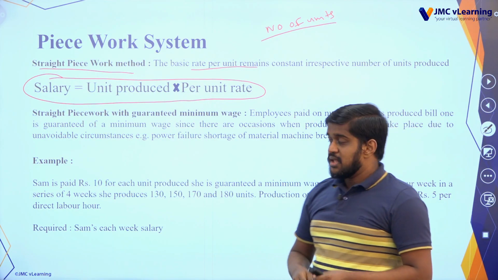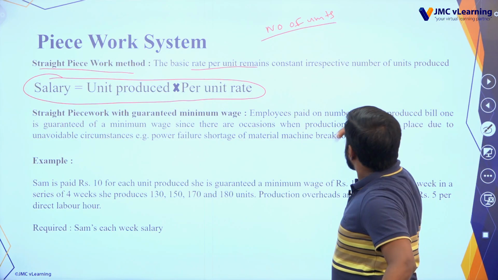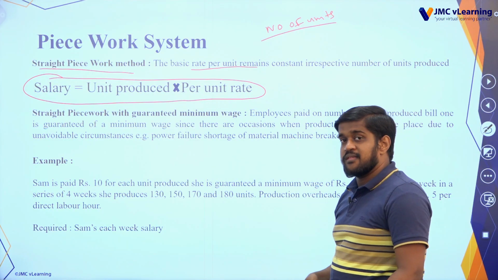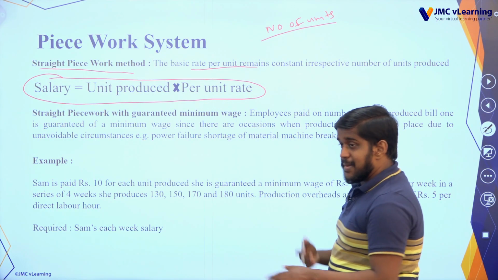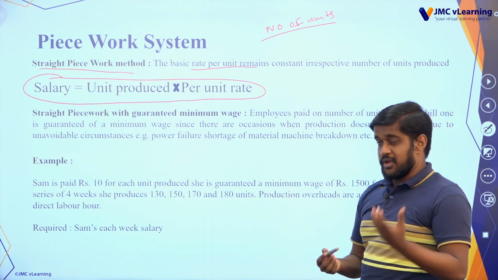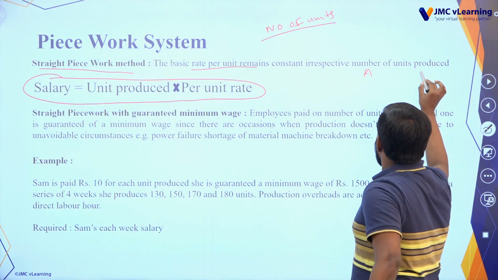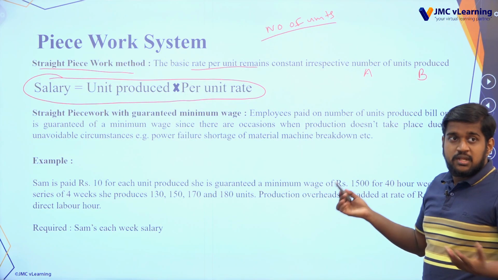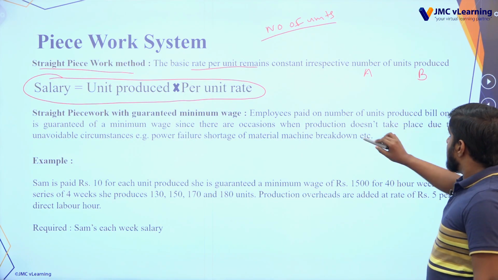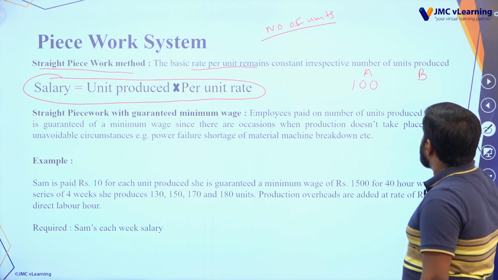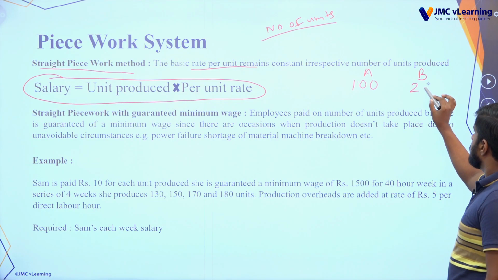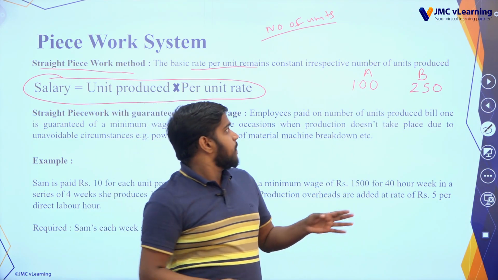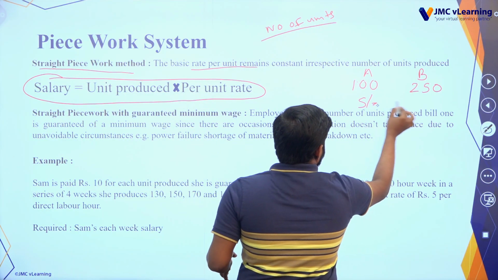But since the rate per unit remains the same irrespective of the number of units produced, in some situations this can make an issue. For example, let's assume there are two employees, A and B, in our organization. A produces 100 units, then B produces 250 units. As per the organization rule, they normally pay, let's assume, 5 rupees per unit.